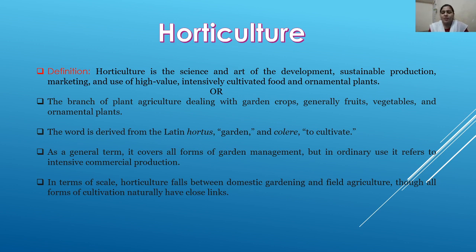So in general, it covers all the forms of garden management, but in ordinary use, it also refers to the intensive commercial production of the plants. In terms of scale, horticulture falls between the domestic gardening and the field agriculture, though all the forms of cultivation naturally have close links.